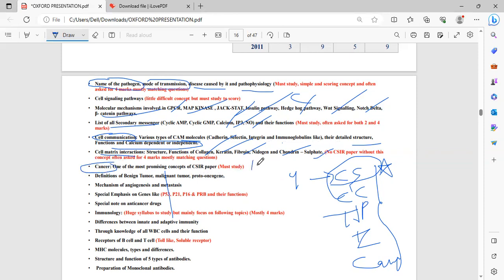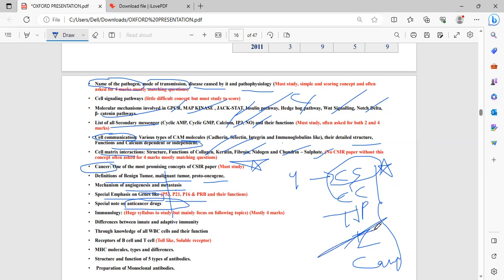Coming to cancer biology, this is the most important topic. In cancer biology, what we are going to study is the definitions of a benign tumor and malignant tumor, and the proto-oncogenes. And what are the mechanisms of angiogenesis and metastasis, with special emphasis on genes like P53, P21, PRB, etc. And also what we have to study: anti-cancer drugs.